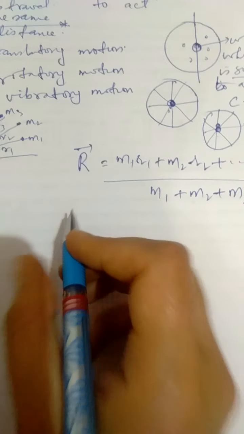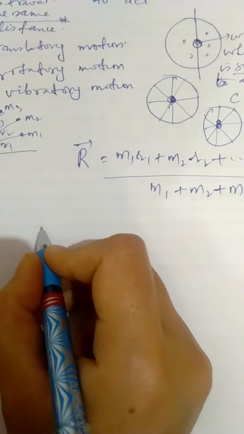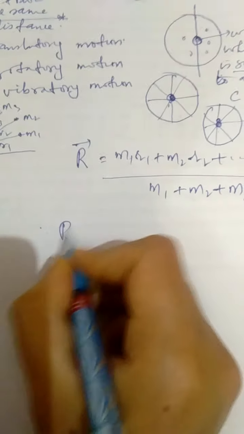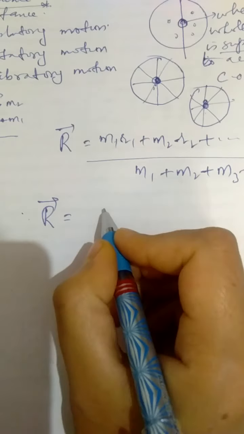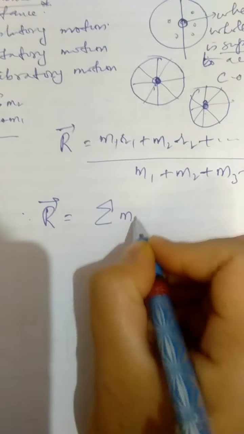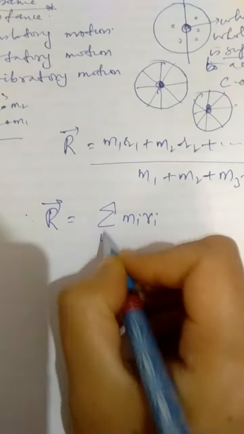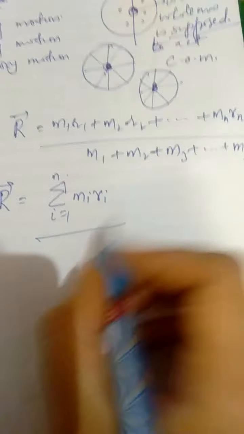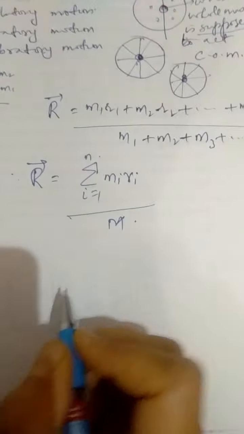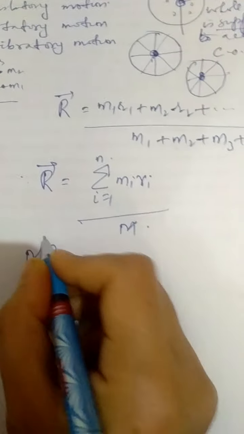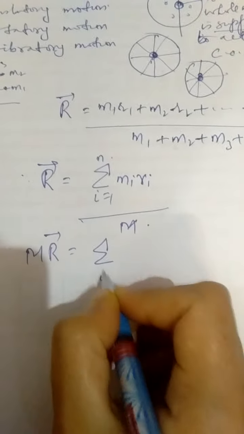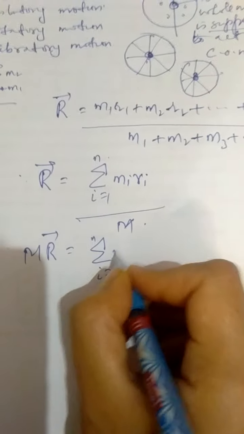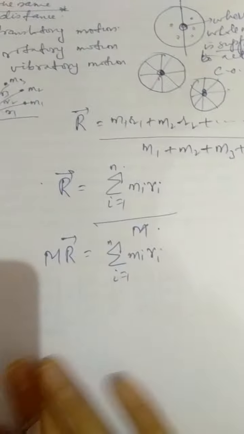Now we can also choose to write it in this way: R is equal to the summation of mi ri, where i runs from 1 to n, divided by the total mass. If the total mass of the body is M, we can write M R vector as the summation, i goes from 1 to n, of mi ri.